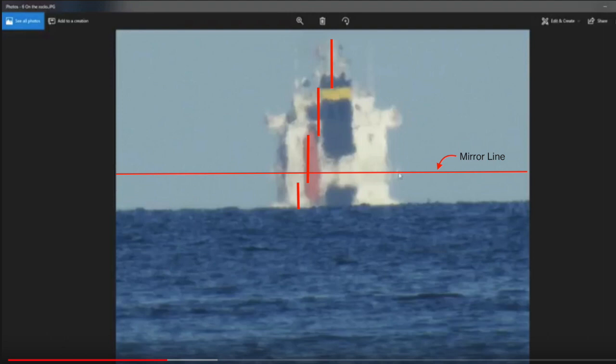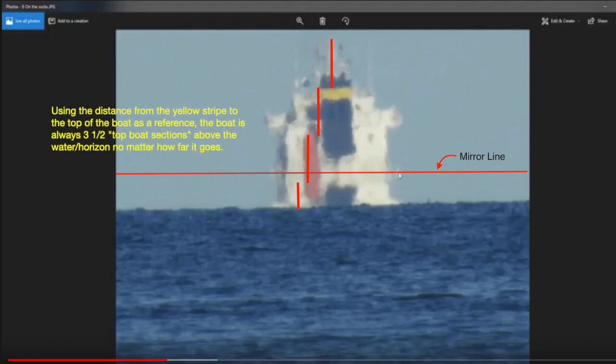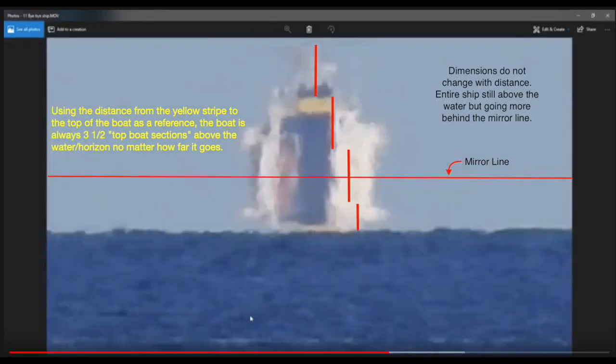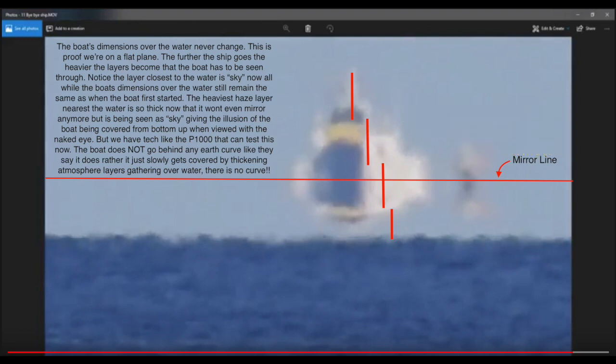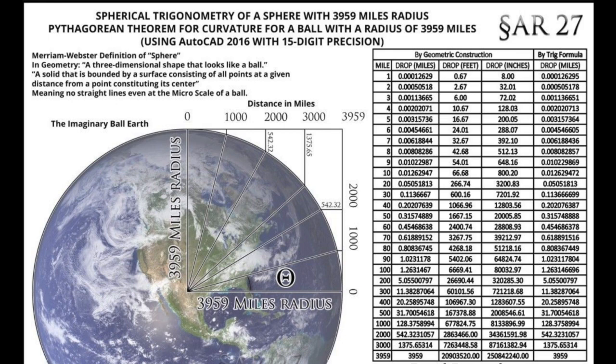And friends, now that we have the technology to look closely, we can see that as the boat goes away, using the distance from the yellow stripe to the top of the boat as a reference, the boat is always 3.5 top boat sections above the water horizon, no matter how far it goes. Now this is important. They do not go over and downward behind a curve like it should on a curved sphere. That's because what we are actually observing is the boat's perspective diminishing into a distorting and refracting layer of atmosphere. Now, without the tools like the P1000, this concept would continue to be debated, but now we can see the truth. Again, friends, this is testable.